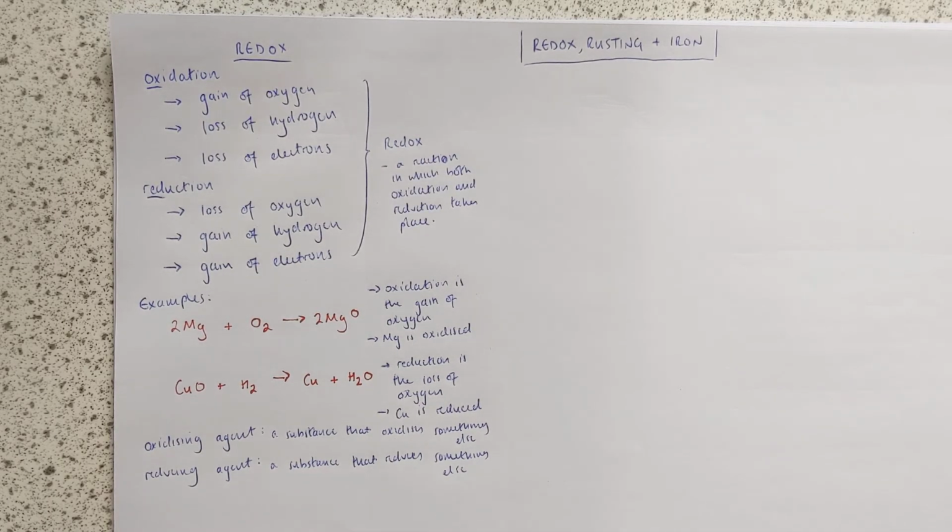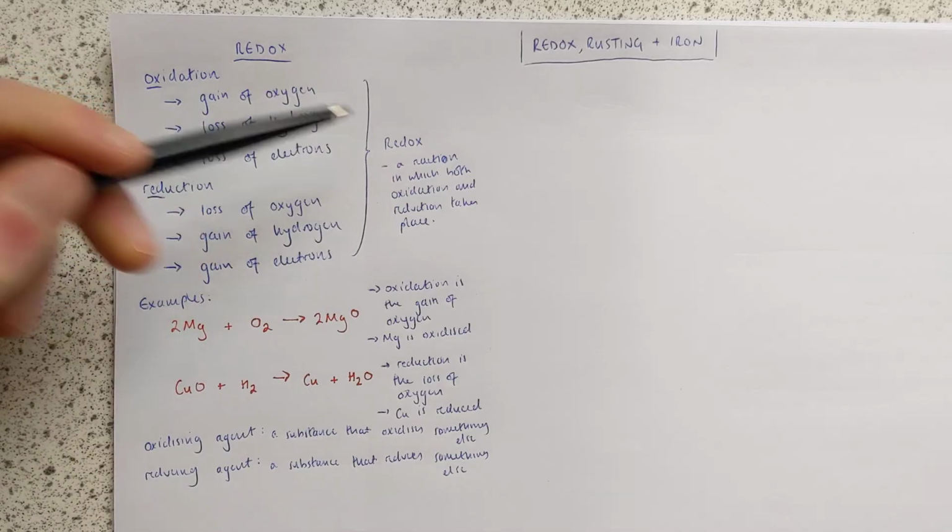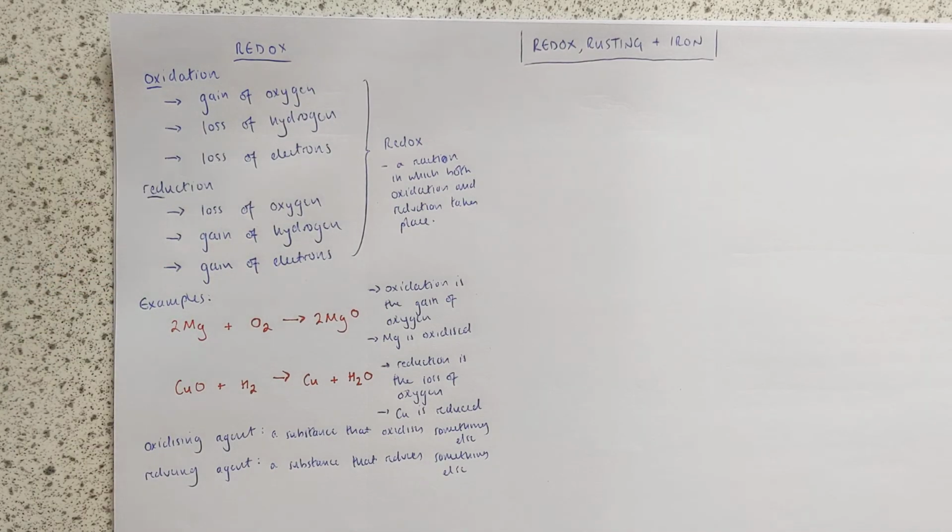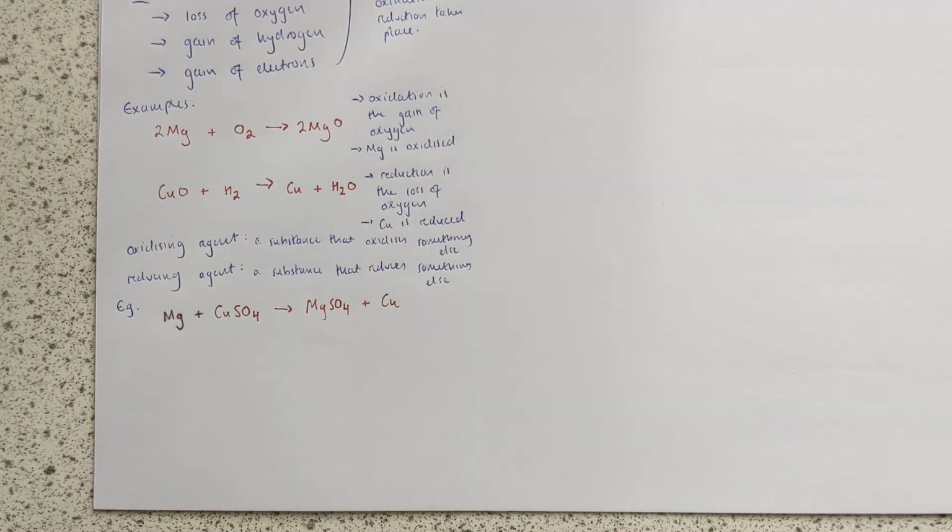Now I'm going to show you one last example of a reaction that is a redox reaction, so we can look at this definition, and also an example where we are losing and gaining electrons, which is a more difficult style of redox equation to analyse. So we can look at this reaction here between magnesium and copper sulfate to make magnesium sulfate plus copper. This is an example of a displacement reaction from the reactivity series topic.